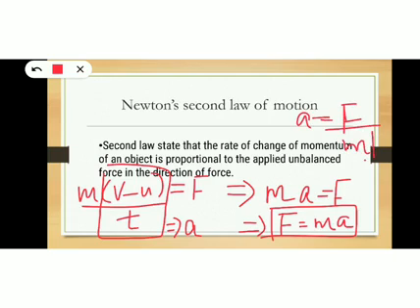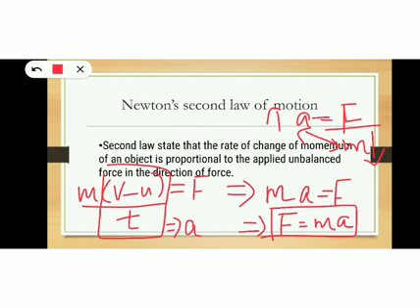So if mass is less, acceleration will be more. Acceleration is inversely proportional to mass of the object. Less massive objects change their velocity faster than more massive objects, so their acceleration will be more.